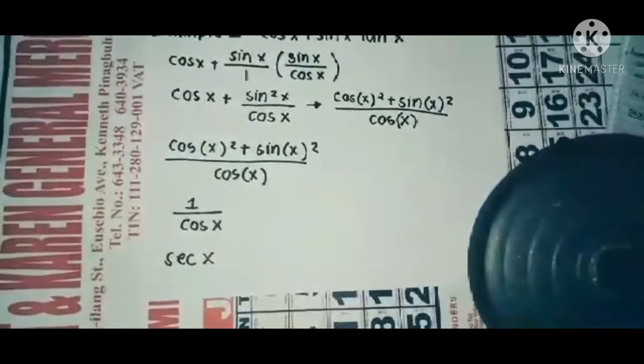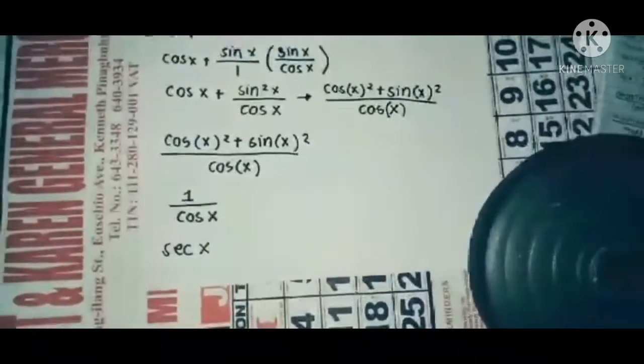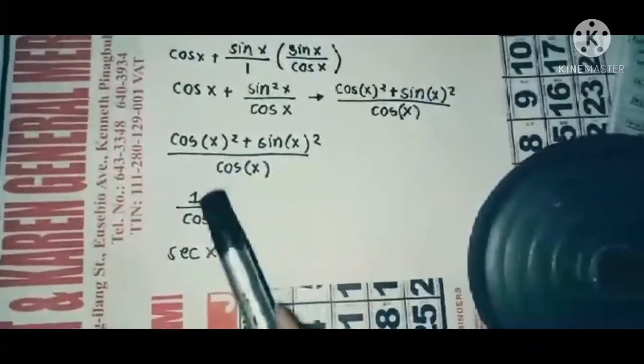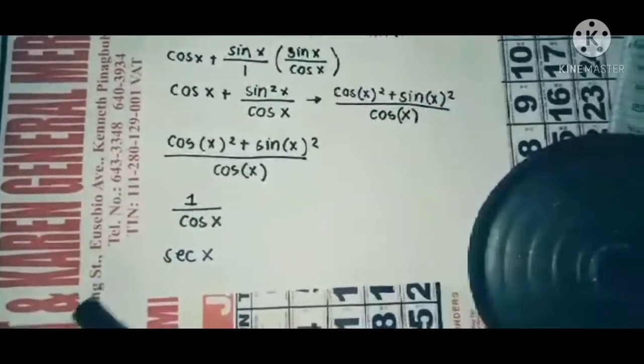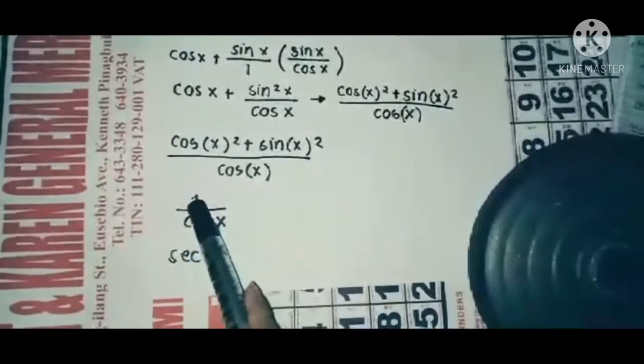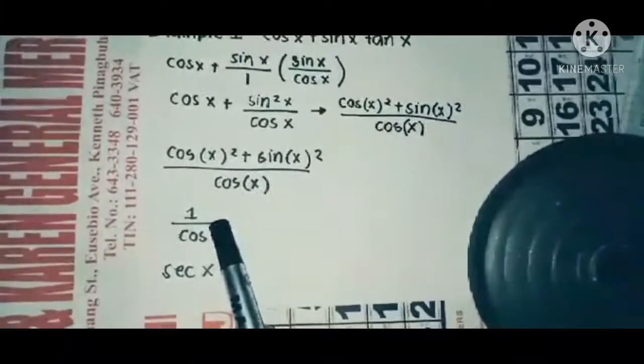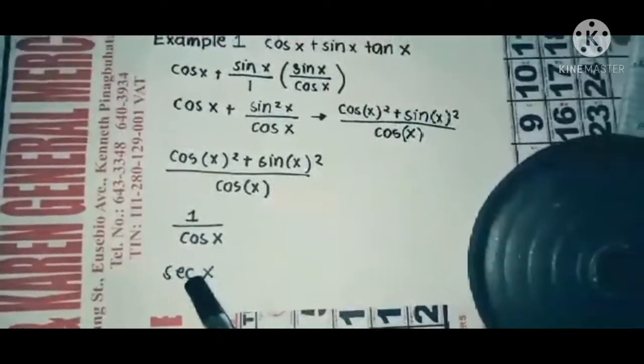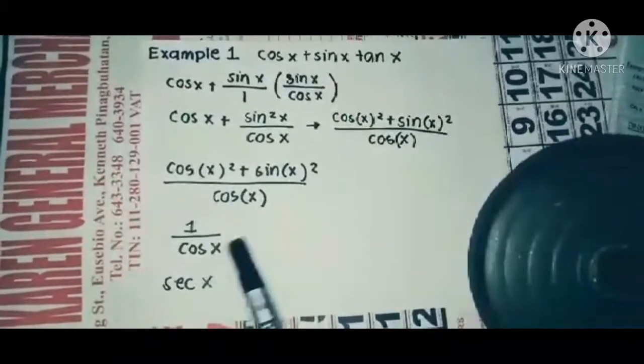So the fourth step that I use is I apply the reciprocal identity of secant and transform the expression, which turns to 1. So this is the fourth step. The answer, or the simplified trigonometric expression, is secant x. So this is example number 1.